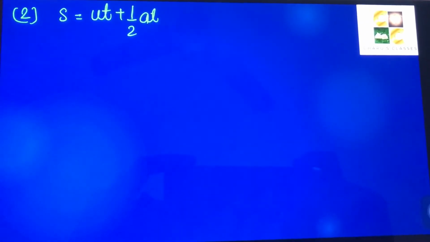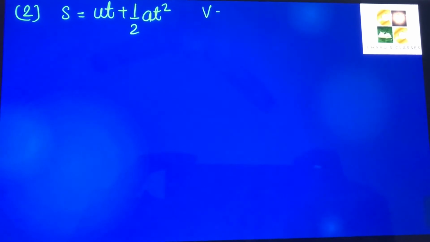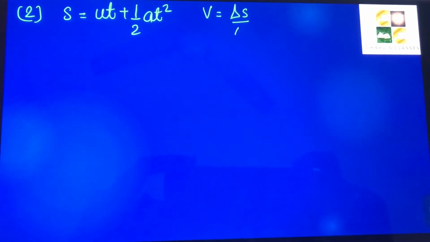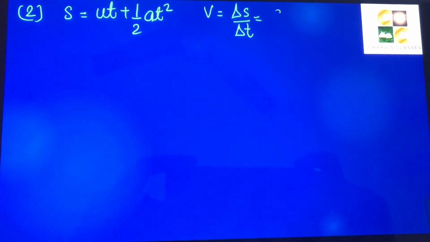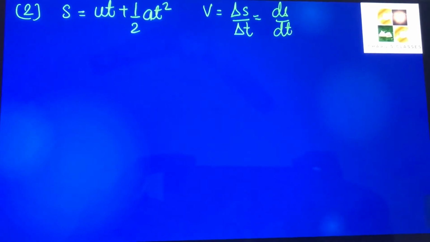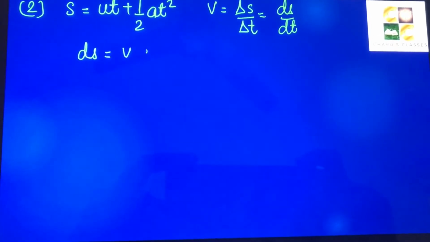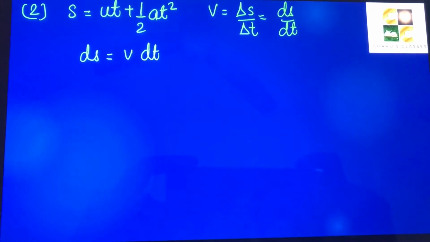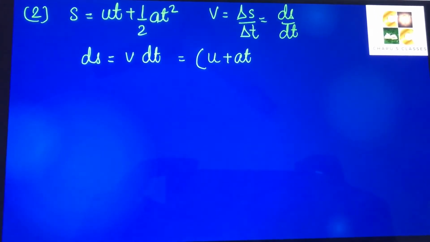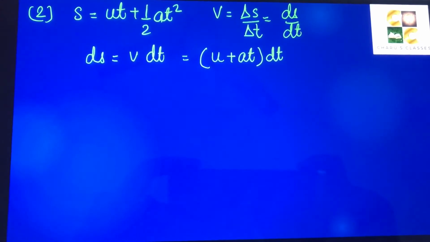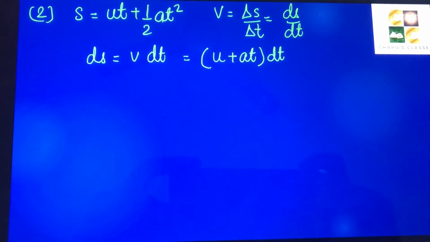Second, we are going to derive S is equal to ut plus half at square. Now velocity can be written as delta S by delta t, that is change in displacement by change in time, or we can write it as ds by dt. ds can be written as v dt, and in place of v, we can write it as u plus at. We just derived v is equal to u plus at. So we can write u plus at in terms of v.